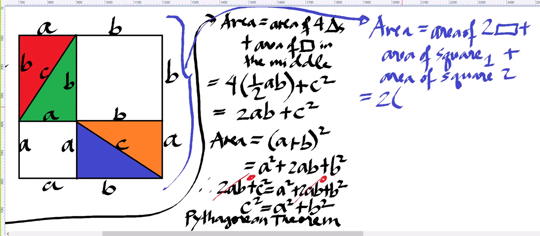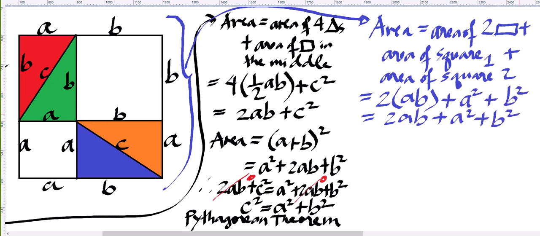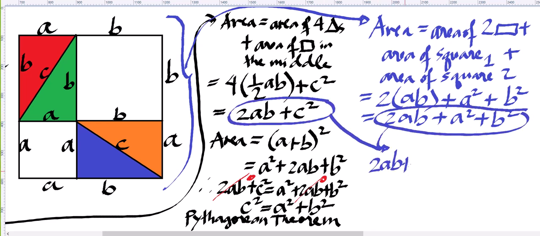And the area of the big square is 2AB plus the area of square 1, which is A squared, plus the area of square 2, which is B squared. The area equals 2AB plus A squared plus B squared. The total area equals 2AB plus A squared plus B squared. But remember that we are here talking of two congruent squares. Hence, 2AB plus C squared equals 2AB plus A squared plus B squared.